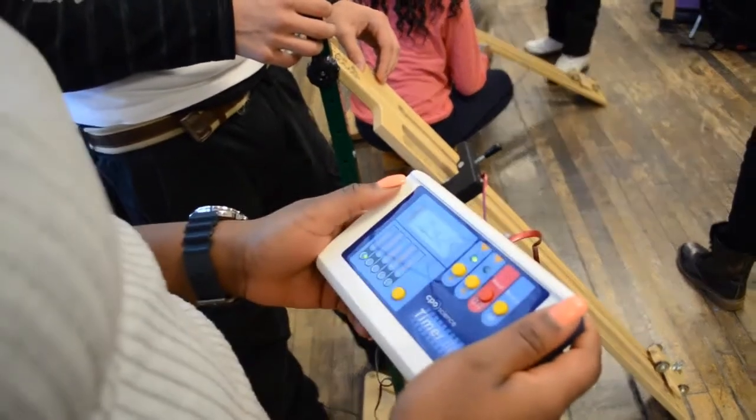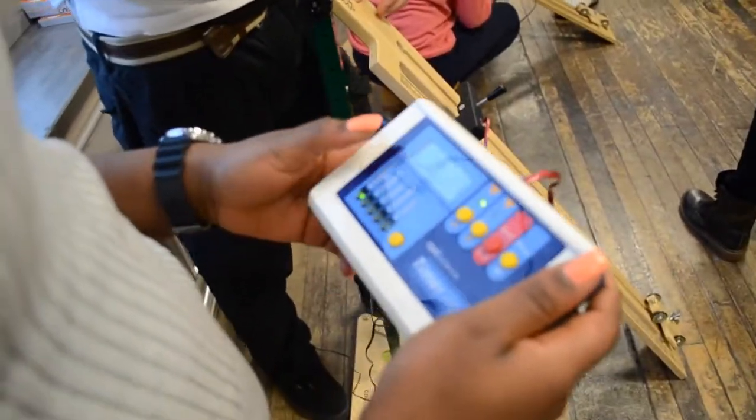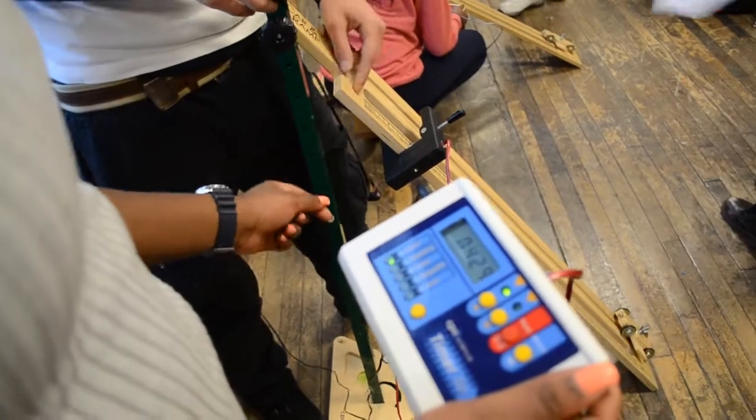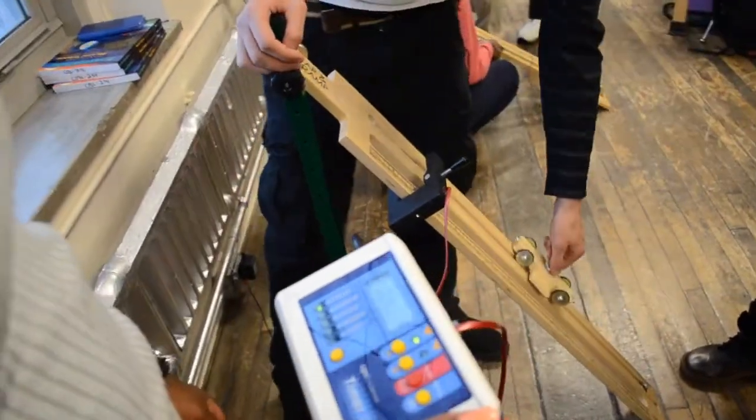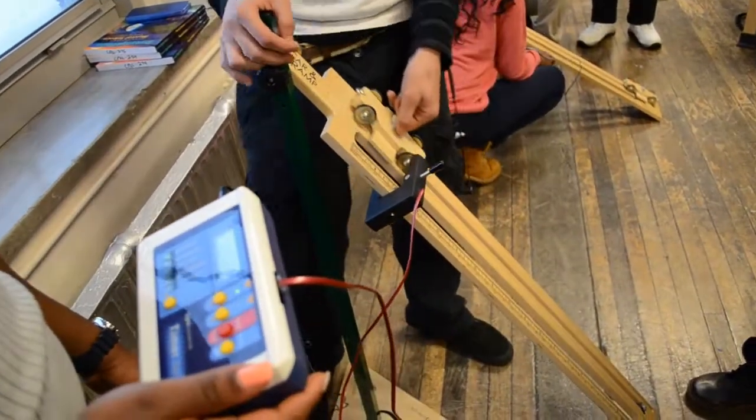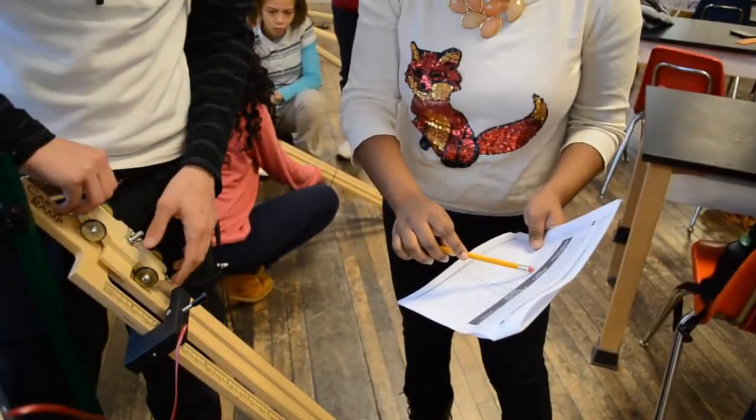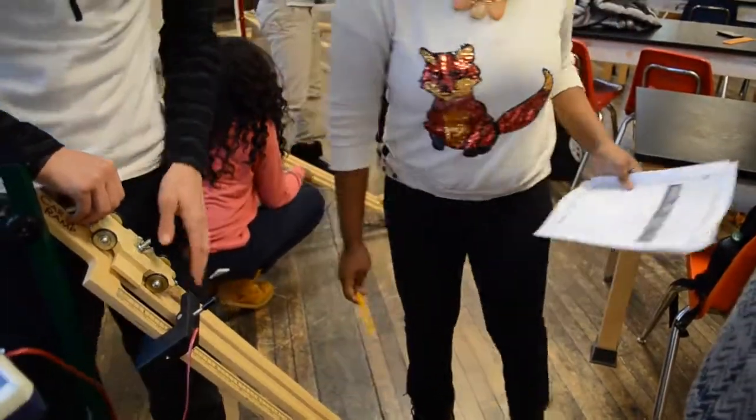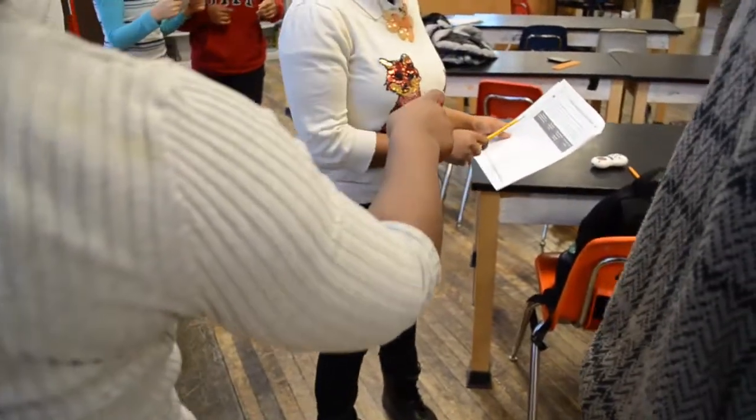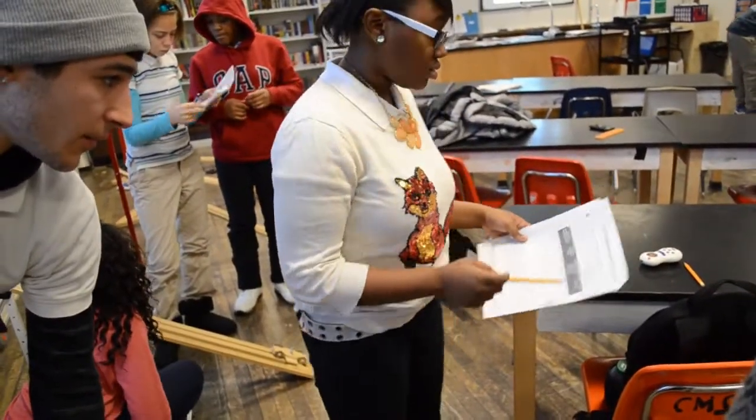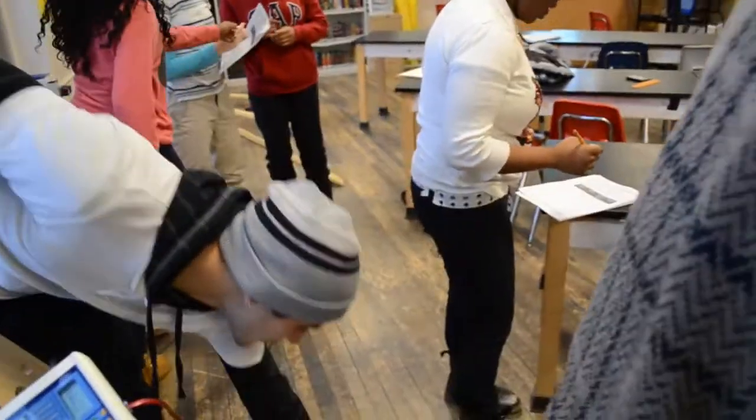Yeah, 0.0429. And that's how fast it took for the car to go for the 5 centimeters to get to the 10 centimeters. So write it right here or right here? Right there. You wrote it in the right place. And then you have to divide the 10. Mm-hmm. 5 divided by 0.4.